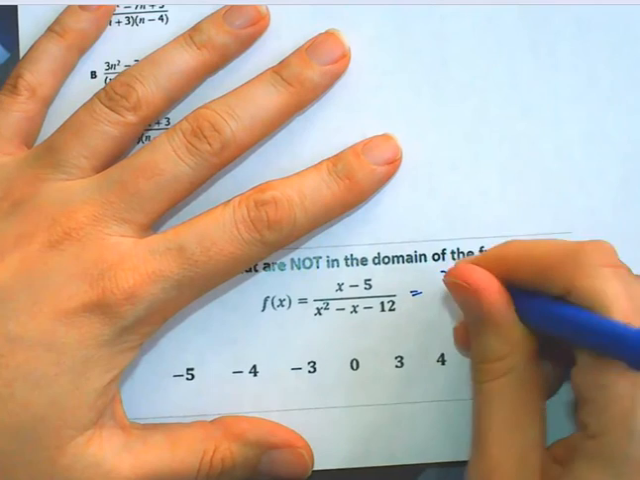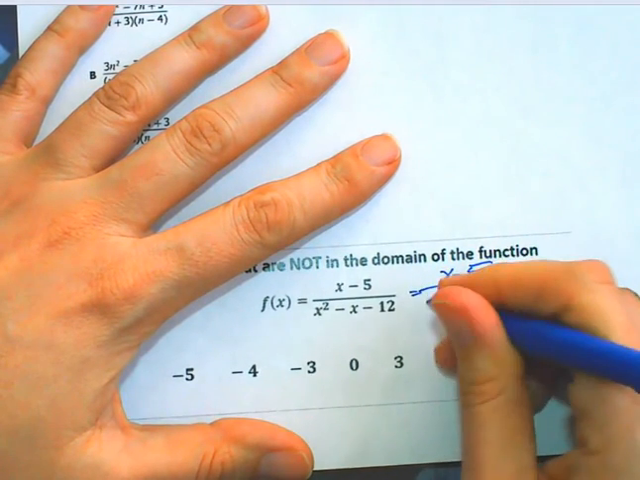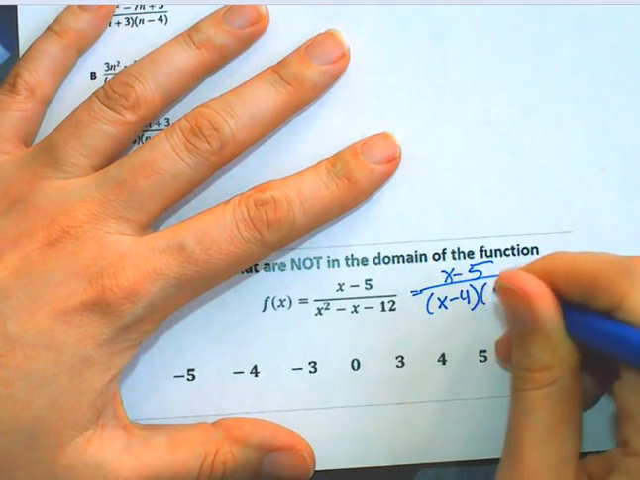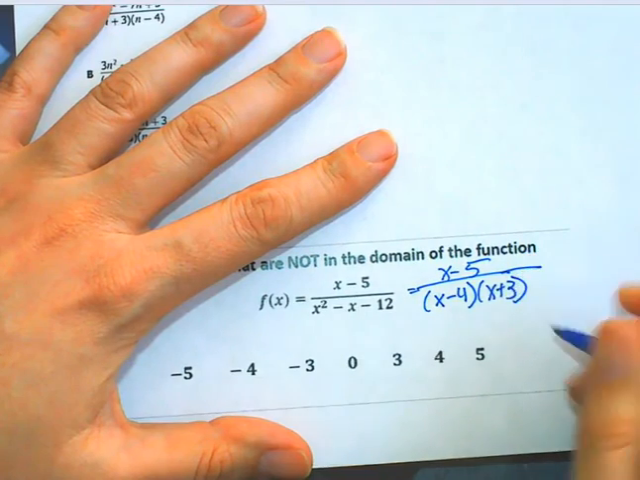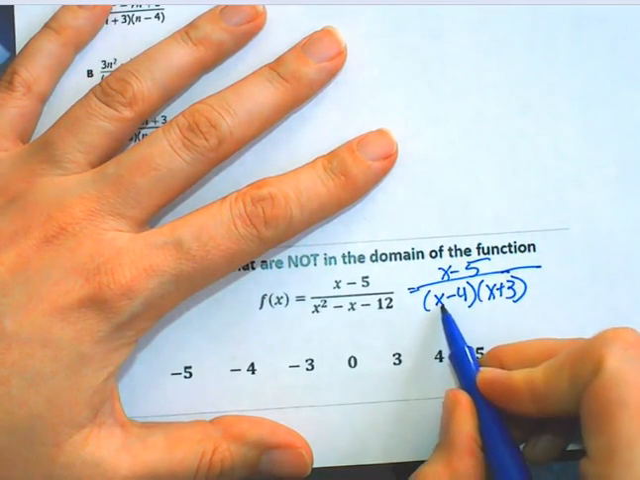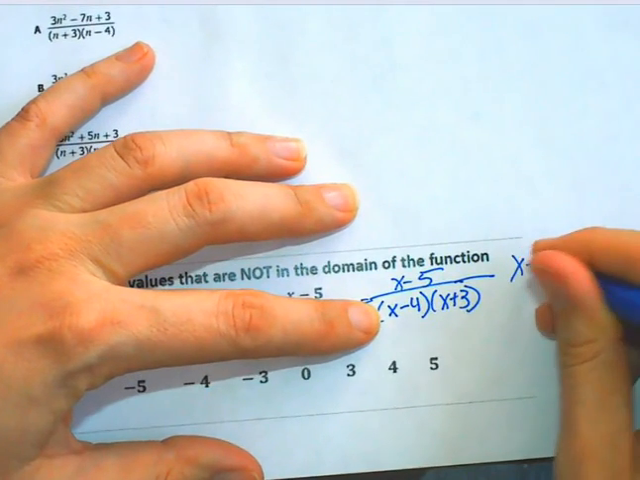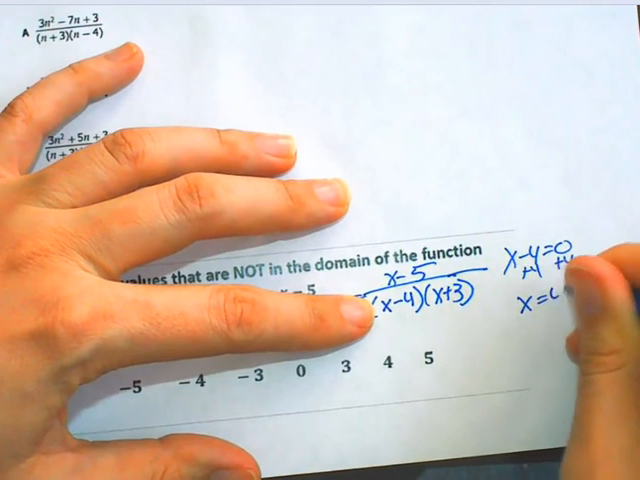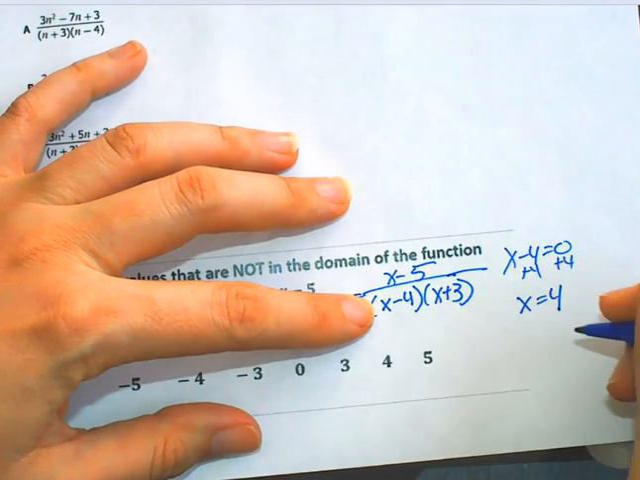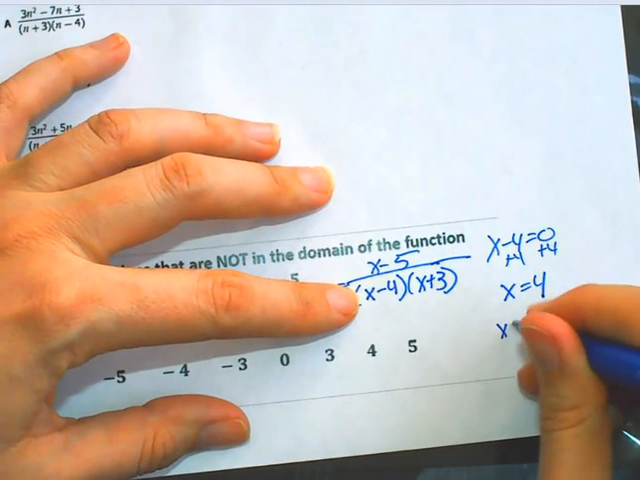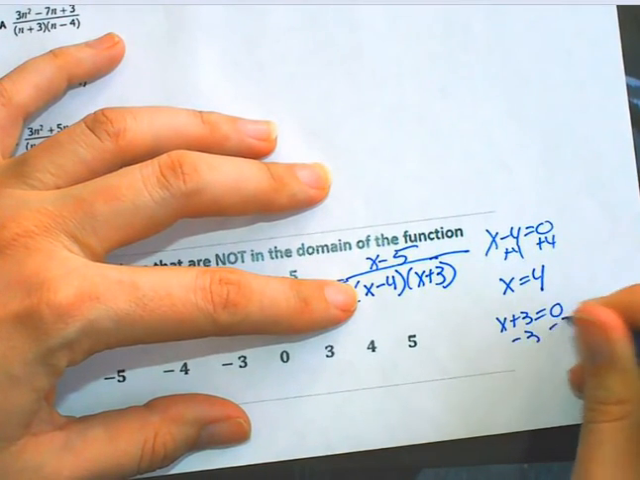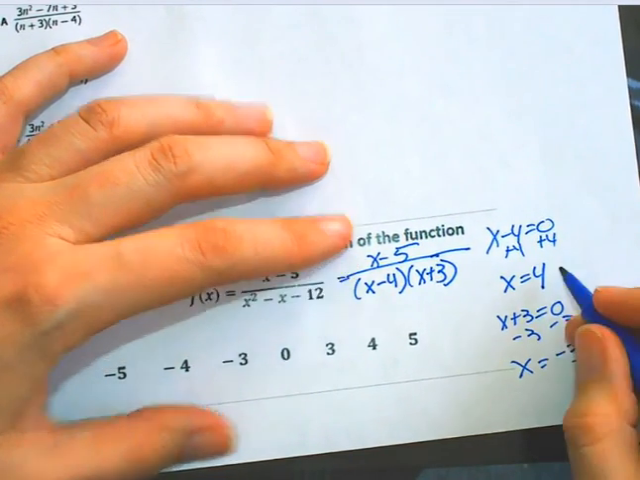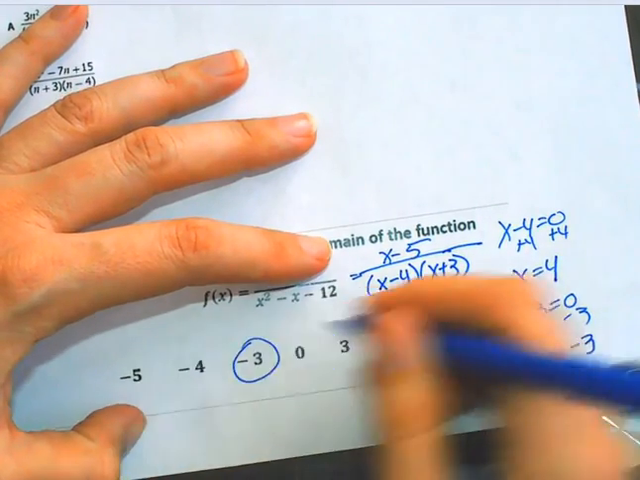So I'm going to do both. I have x minus 5 on the bottom, and then if I factor this, I'm going to have x minus 4, x plus 3. Excluded values are what makes the denominator 0. So I have x minus 4 equals 0, plus 4 plus 4, so that's x equals 4. That makes the denominator 0, and we know that we cannot divide by 0. And then I have x plus 3 equals 0, minus 3 minus 3, x equals minus 3. So my excluded values are negative 3 and positive 4.